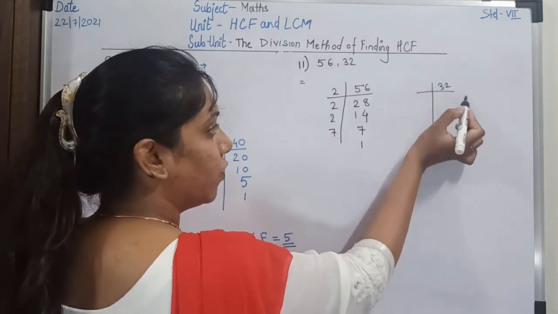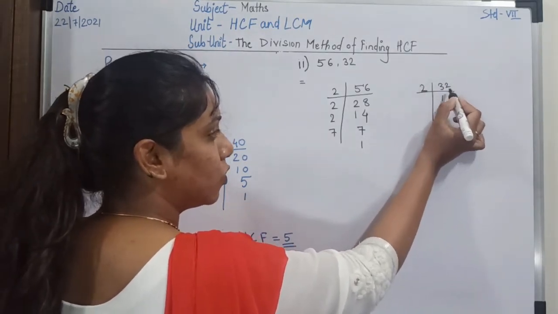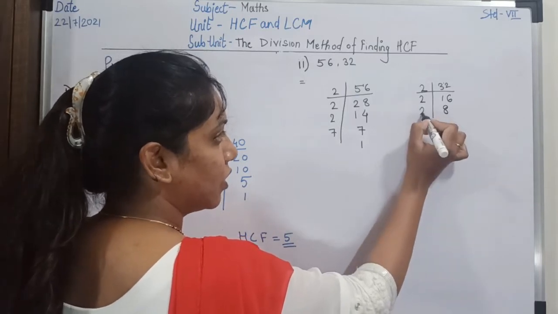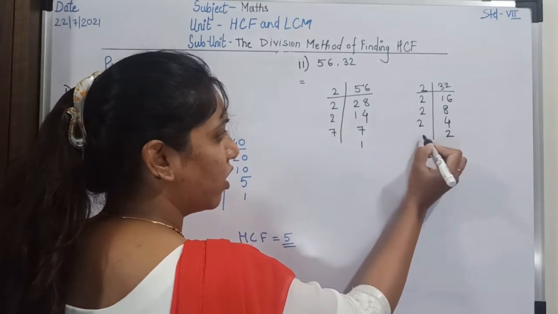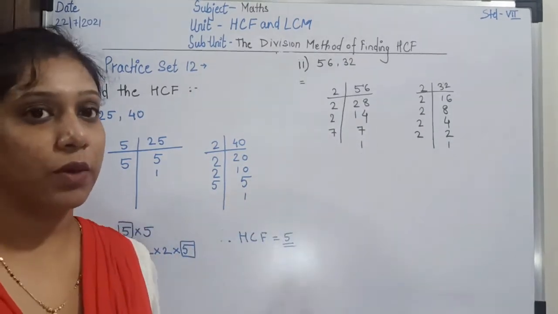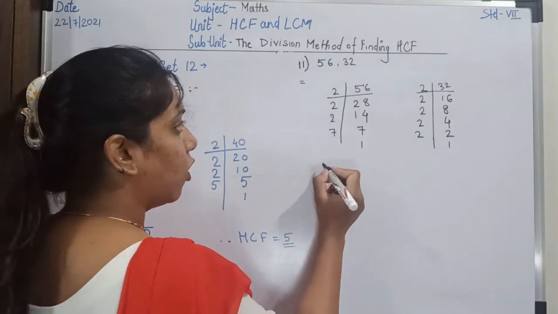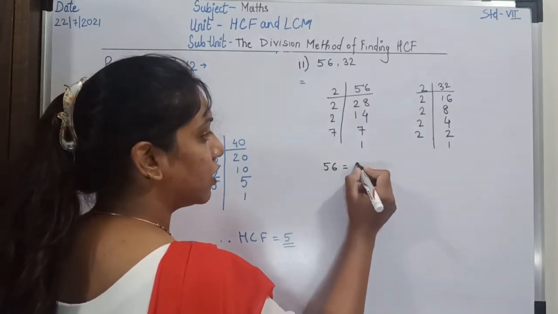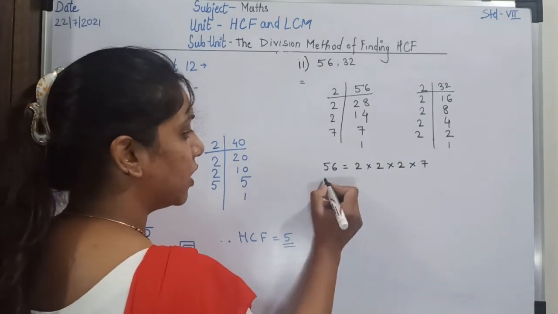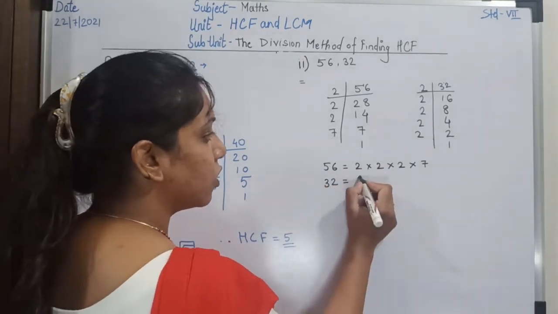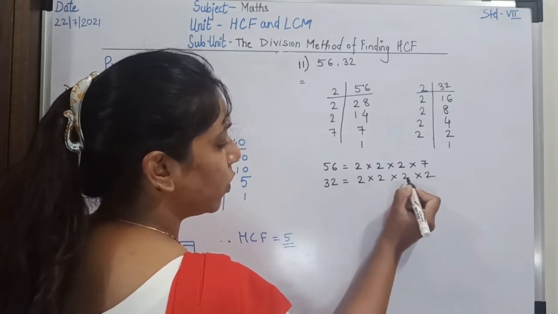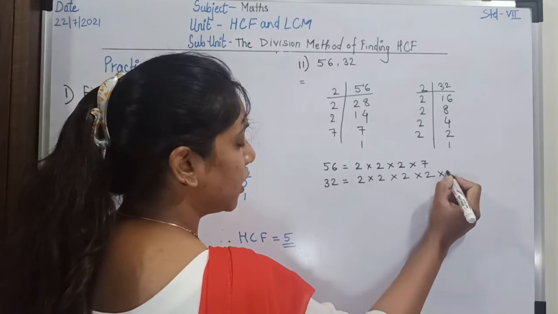In 32, we will again do the same, okay? 2 1s are 2, carry 1, 2 6s are 12, 2 8s are 16, 2 4s are 8, 2 2s are 4 and 2 1s are 2. We all know till the time we do not get 1, we will keep on multiplying. Right? Now, 56, we have the prime factors as 2 into 2 into 2 into 7. And in 32, we have the prime factors as 2 into 2 into 2 into 2 into 2.